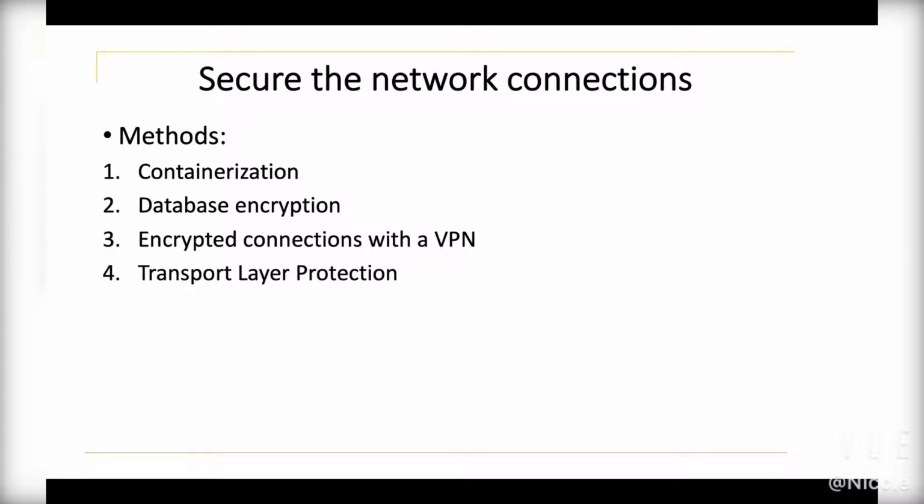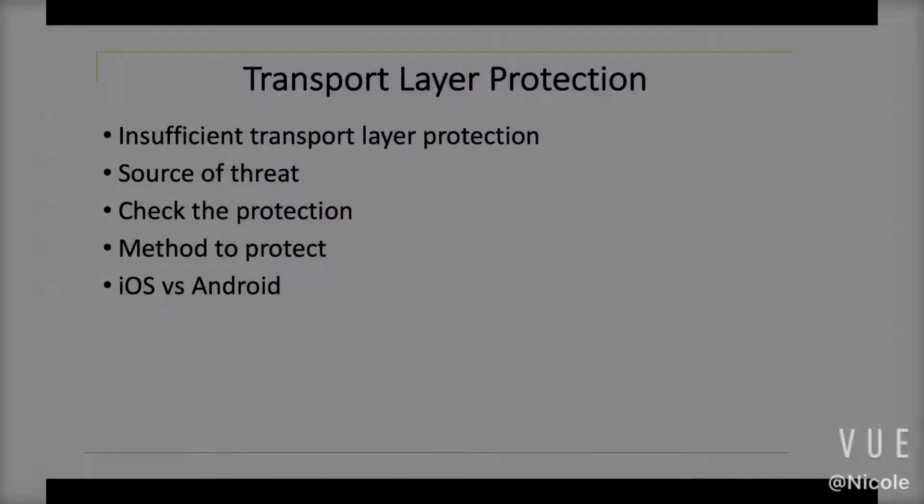Next, I will discuss our research result on the security of the network connection. There are many ways to secure the network connection, such as containerization, which is a method of creating encrypted containers for securely storing your data and documents. Database encryption and encrypted connection with a VPN are also feasible solutions. However, the main content of our research is the transport layer protection.